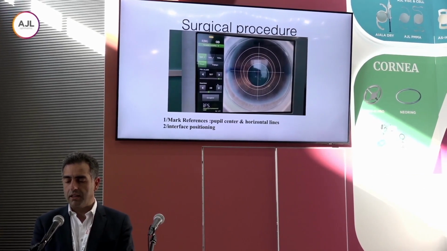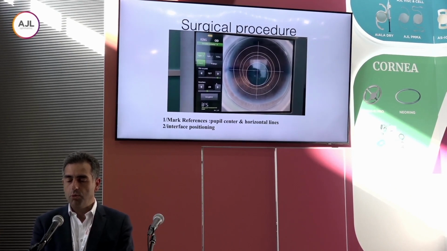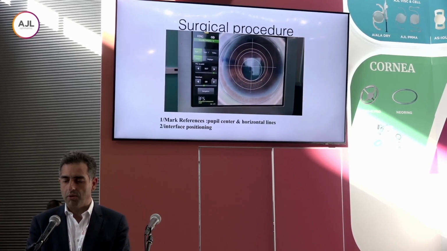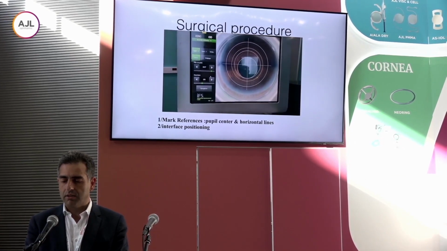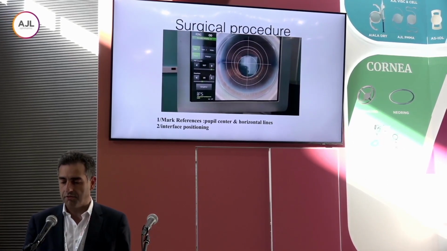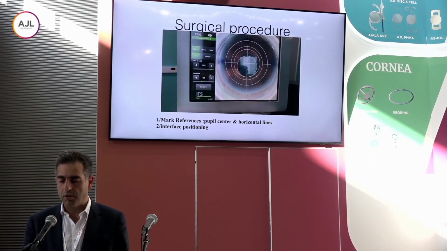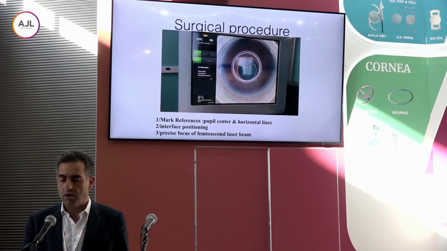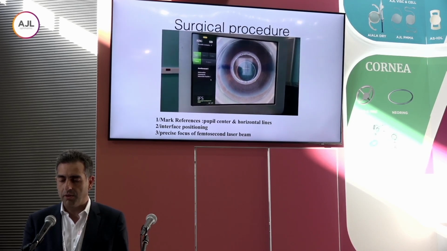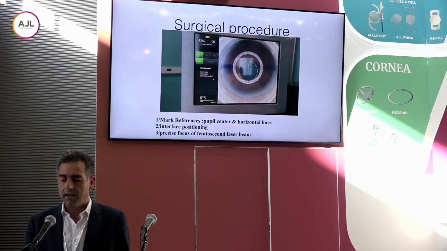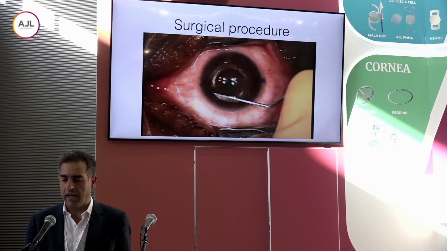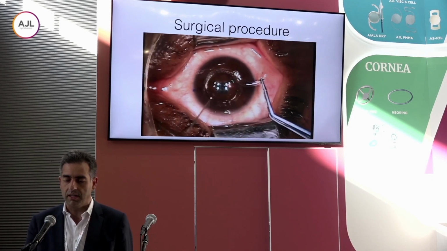Then we use the femtosecond, and as you see, we can move the axis to be sure that the axis is on the right horizontal axis, 0, 180, and centered on the cornea. Then the laser goes, and that way we are sure to have the axis corresponding to the shape, the real axis.